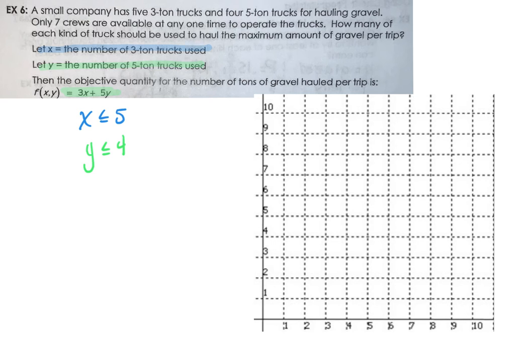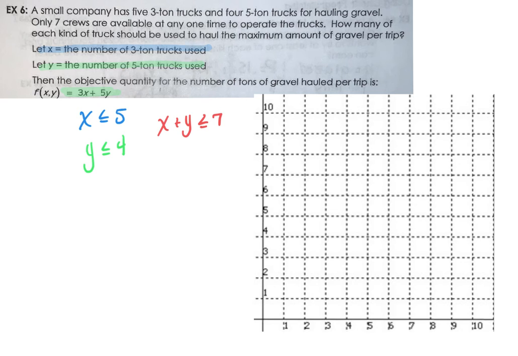All right. And then they have a limitation on crews. So each truck is going to have a crew, right? The combination of those trucks can't be more than what? 7. So we're going to say X plus Y has to be less than or equal to 7. Right? So we're going to graph those.